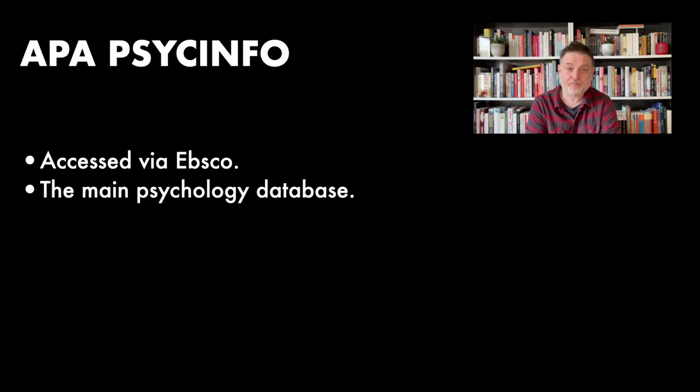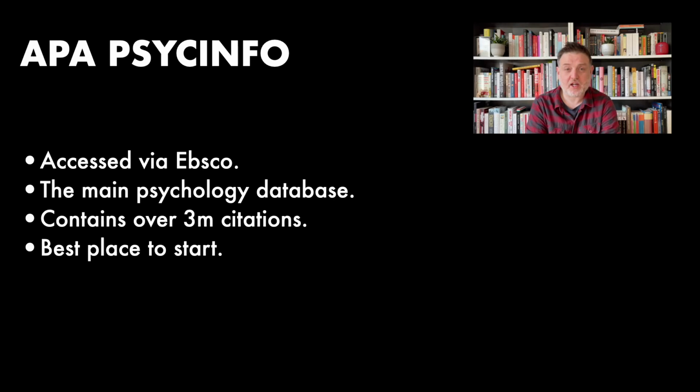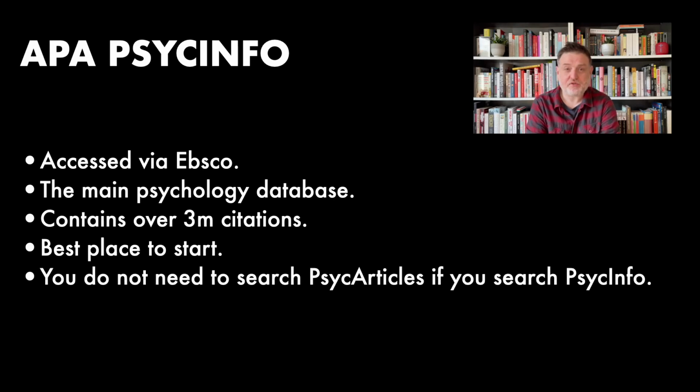The main database for psychology is APA PsycInfo, which you can access via EBSCO. PsycInfo contains over 3 million citations, the largest single collection of psychology papers. As a result, PsycInfo is the best place to go to start your literature searching. You'll also notice a database called PsycArticles, but everything in PsycArticles is also in PsycInfo. So in terms of psychology databases, you can just focus your searching initially on PsycInfo. However, the key thing is to remember not just to search PsycInfo.